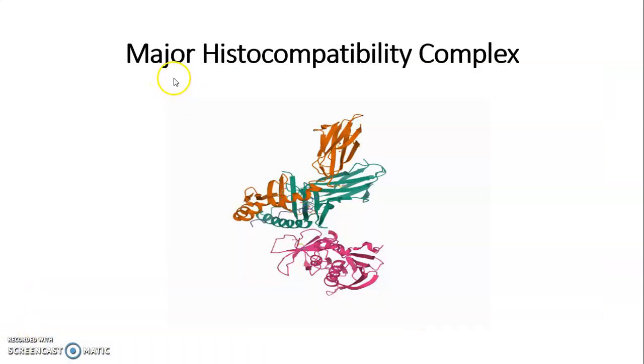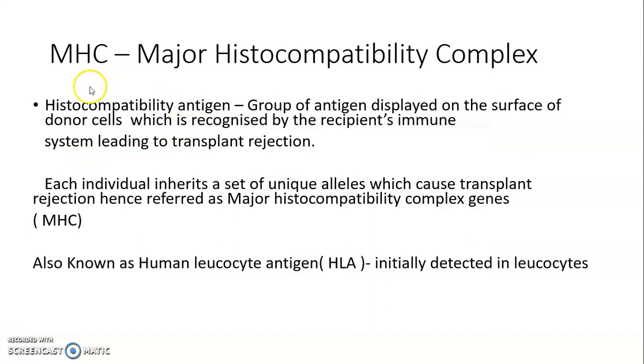So we are going to discuss now the major histocompatibility complex. Histocompatibility antigen is a group of antigens displayed on the surface of donor cells, which is recognized by the recipient's immune system, leading to transplant rejection. Each individual inherits a set of unique alleles which cause transplant rejections. Hence, they are referred to as major histocompatibility complex genes.